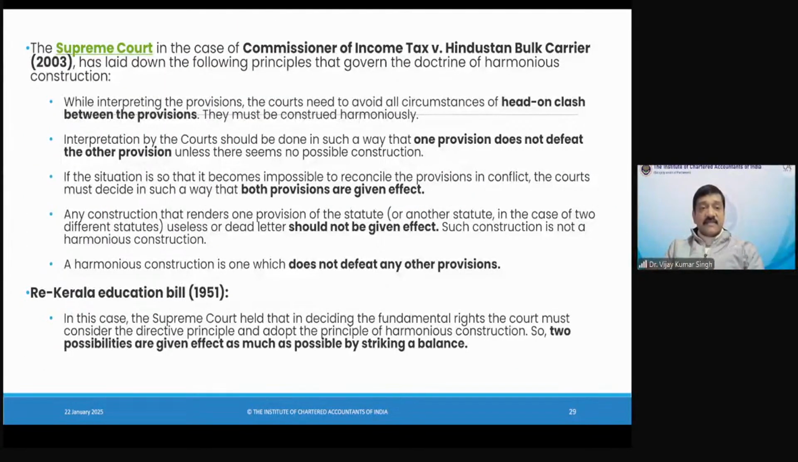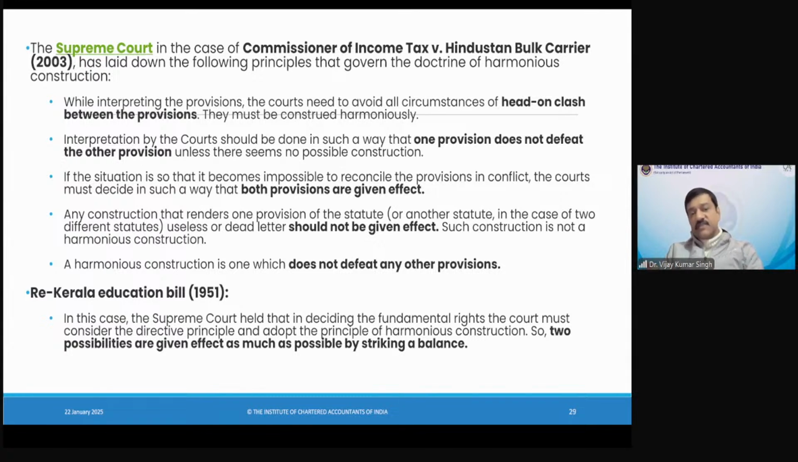In one of the cases, the Supreme Court, particularly Commissioner of Income Tax versus Hindustan Bulk Carrier, laid down the following principles to govern the doctrine of harmonious construction. So what did the court say? It said, while interpreting the provisions, the court needs to avoid all circumstances of head-on clash between the provisions. They must be construed harmoniously. Interpretation by the court should be done in such a way that one provision does not defeat the other provision unless there seems to be no possible construction.